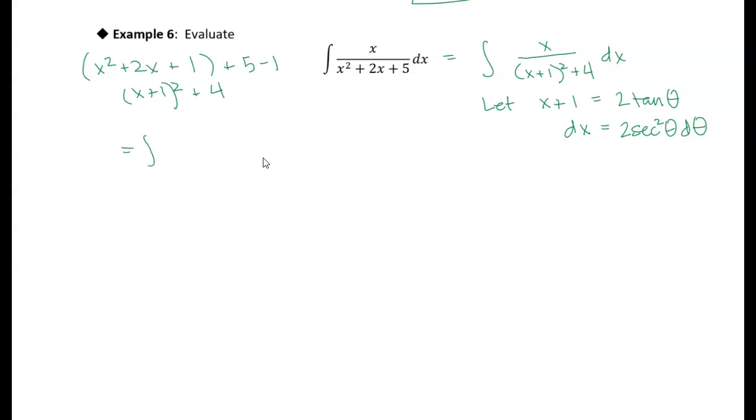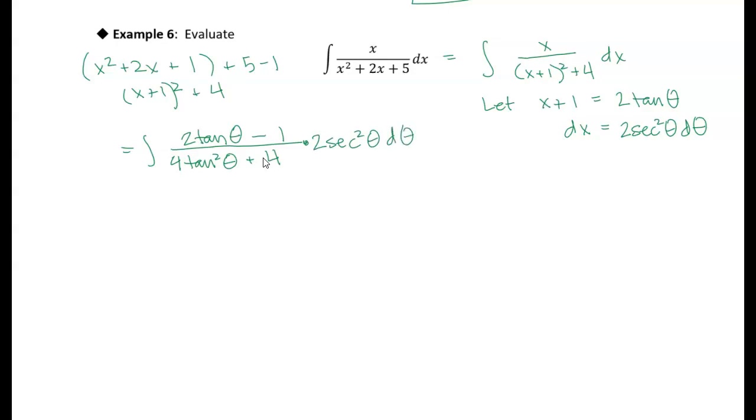All right, now let's just put that all together in here and see what we got. So I'm going to rewrite this integral. Now the top is x, right? So x is 2 tangent theta minus 1, right? Because I assigned 2 tangent theta to x plus 1. So now I need x. So I get 2 tangent theta minus 1. And then in the bottom, I'm going to get 4 tangent squared theta plus 4. Okay. And then I have to multiply that times the dx, which is 2 secant squared theta d theta.